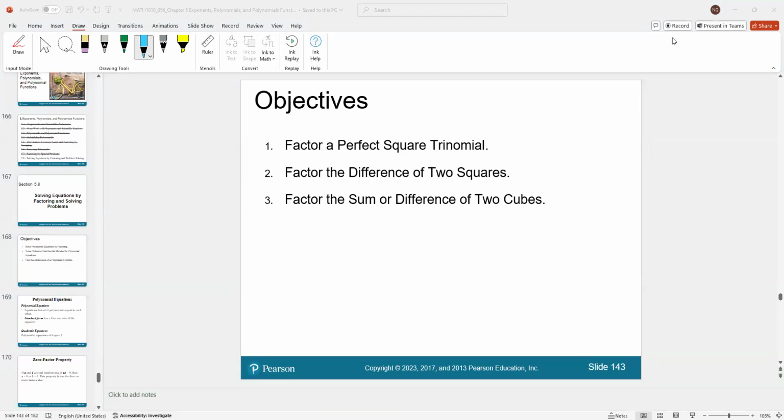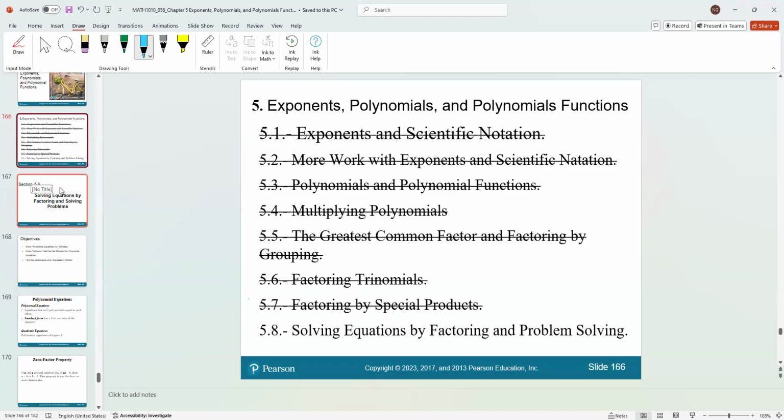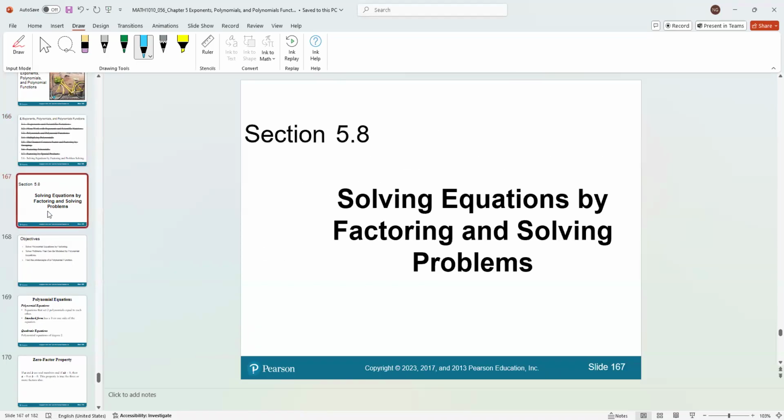We are at the end of chapter 5, exponents, polynomials, and polynomial functions. In this particular section, section 5.8, we will focus on solving equations by factoring and solving problems.